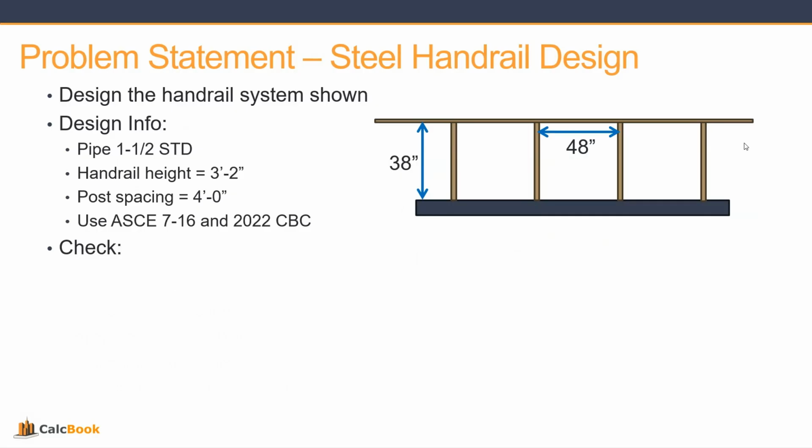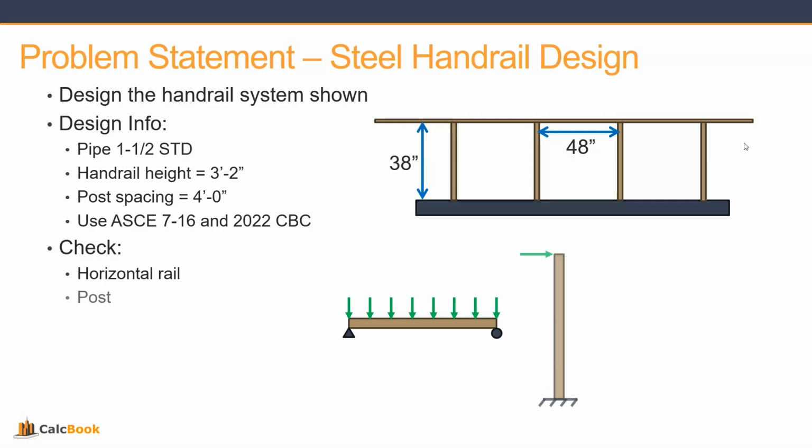We're going to be using a pipe 1.5 standard and using ASCE 7-16 and the 2022 CBC or the 2021 IBC, same information. And we'll be checking the horizontal rail as a simply supported beam between posts, our vertical post as a cantilever, and then our weld, we're using a circular weld down to the stringer. So let's go ahead and open up CalcBook and we'll get started on the design.